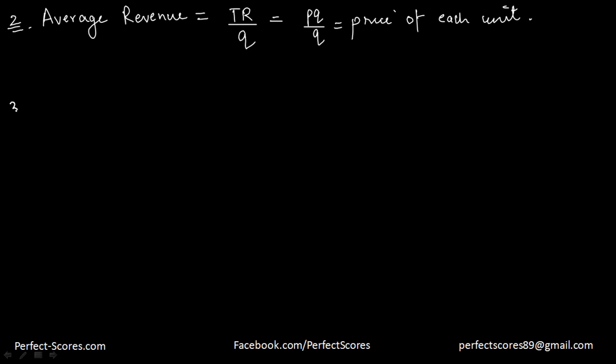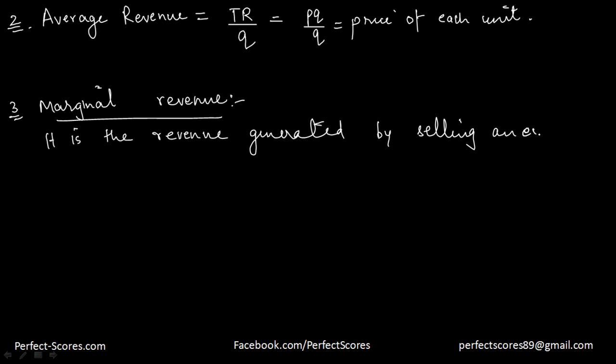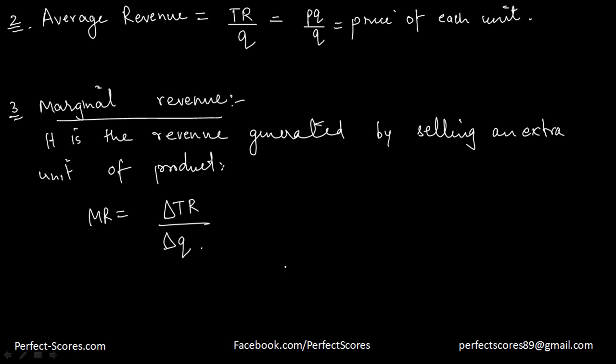The third thing I'd like to talk about is marginal revenue. What is marginal revenue? Marginal revenue is the revenue generated by selling an extra unit of product. Mathematically, marginal revenue, denoted as MR, is equal to the change in the total revenue divided by the change in the product.